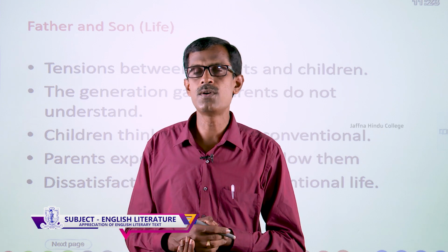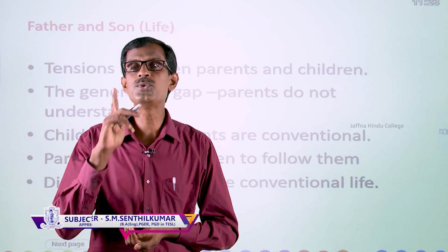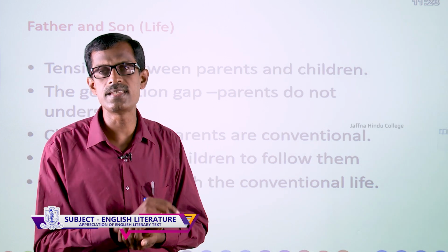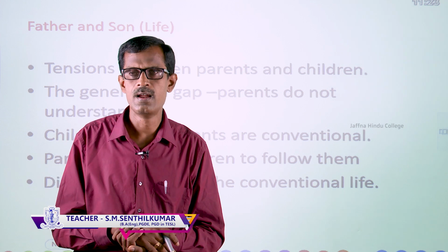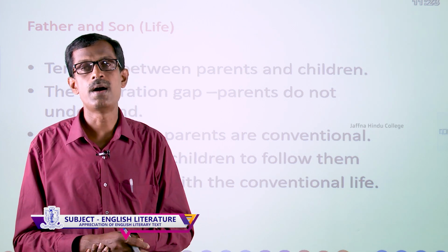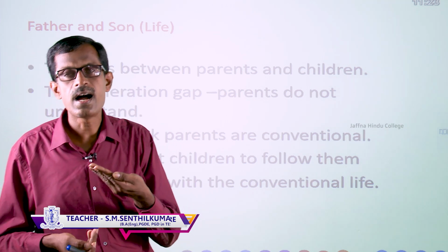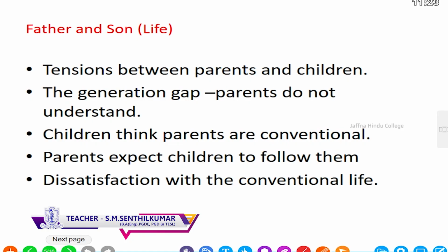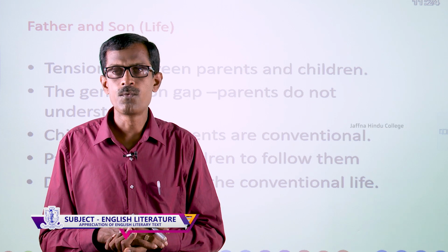So this is a good example. This idea can be shown here, right? They do not understand their needs, and they do not give respect to the individuality of the younger generation. Children think parents are conventional. Conventional means traditional. Parents are very traditional. But vice versa, children belong to the modern. Parents expect children to follow them. This is the main idea. What do the parents want? They want children to follow them.